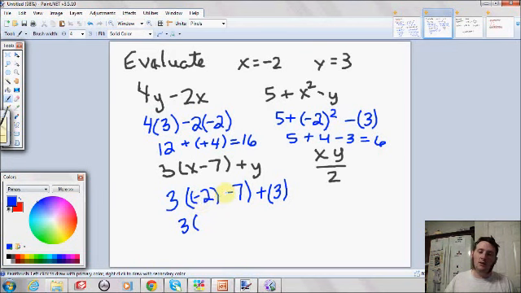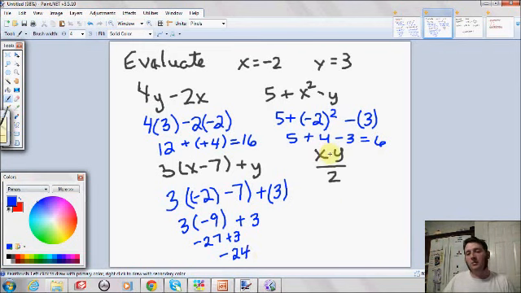What's -2 minus 7? Well, if you owe me 2 and you owe me 7, you really owe me 9. And so we would have 3 times -9 plus 3. We do the multiplication first and get -27. But then add 3, not a very good 3, to get -24.